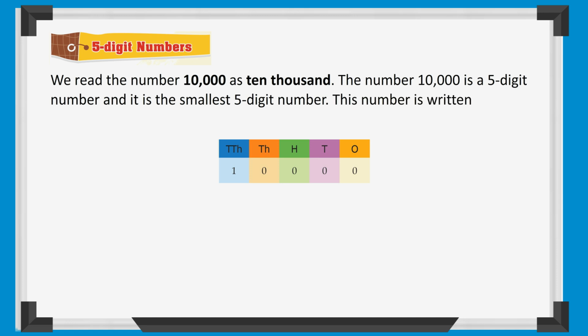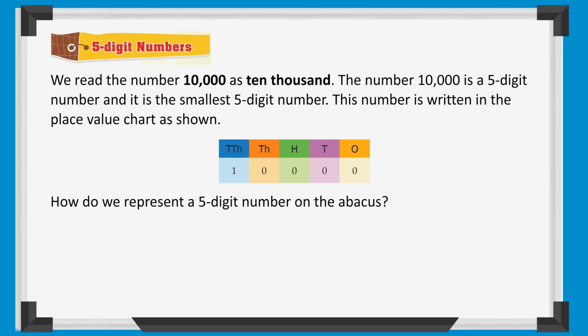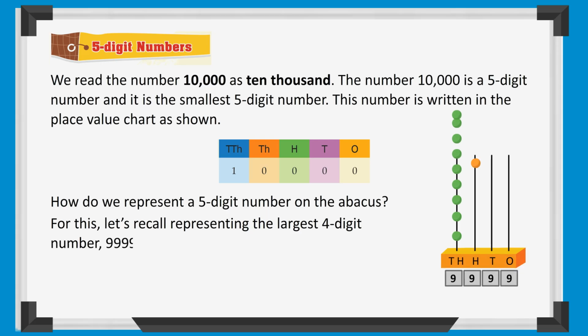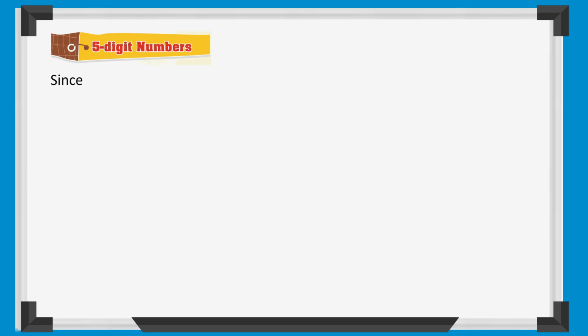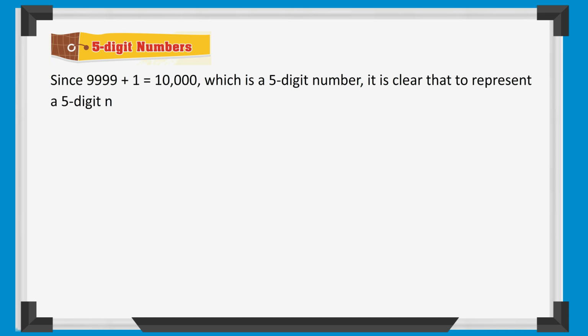This number is written in the place value chart as shown. How do we represent a 5-digit number on the abacus? For this, let's recall representing the largest 4-digit number, 9,999, on the abacus. Since 9,999 plus 1 equals 10,000, which is a 5-digit number, it is clear that to represent a 5-digit number on the abacus, we need an abacus with 5 spikes.